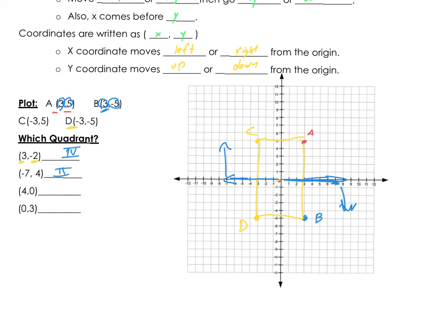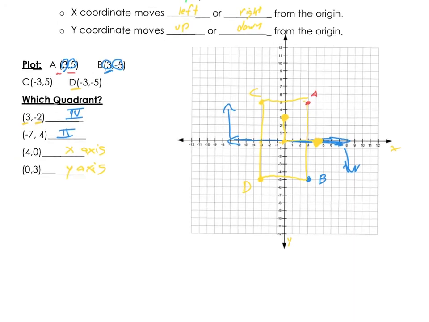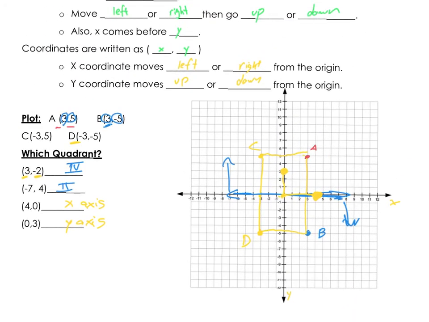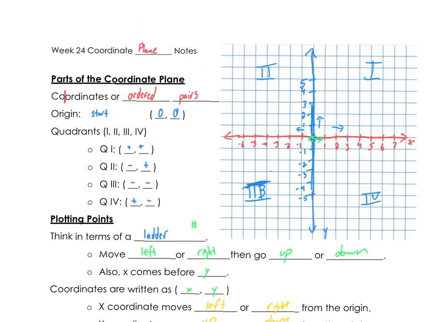Okay, the next one, our x is +4, but then we're not going up anywhere. We're not in a quadrant right now, we're on a line. This is, we said, the x-axis, so it's not in a quadrant. And then the last one, we're going over 0, and then we're going up 3. Again, that's not in a quadrant. That's on my y-axis. All right, that's how you do today's intro to coordinate planes.